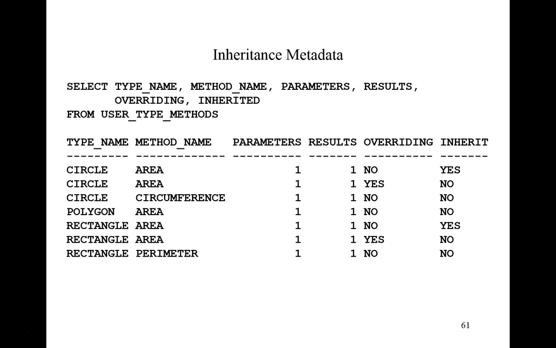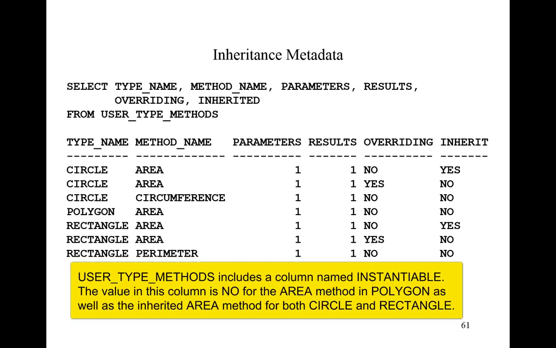Note that user type methods includes an additional column called instantiable. We did not include that here in our example. However, had we used that within the query, we would have seen that the area function in Polygon is not instantiable. We also would have seen that the inherited version of area in circle and rectangle also was not instantiable.